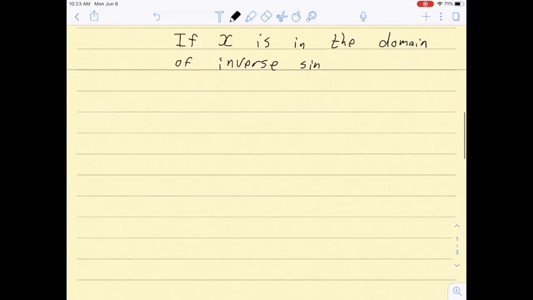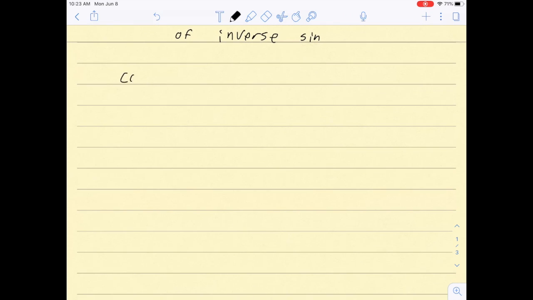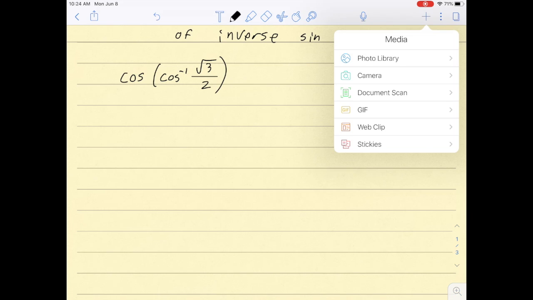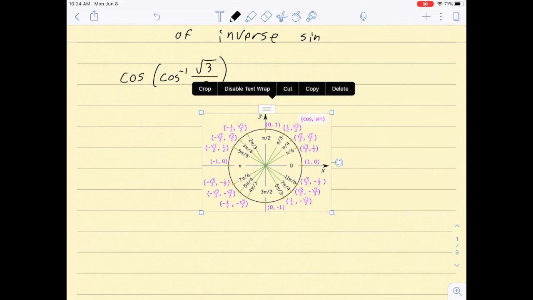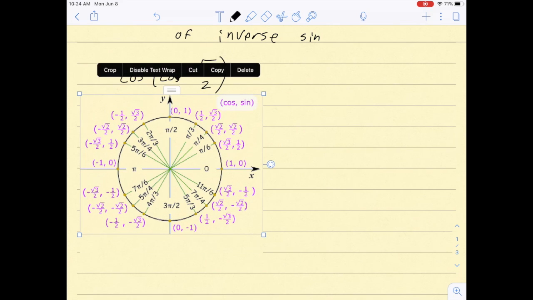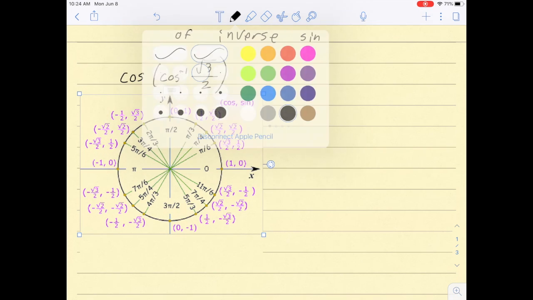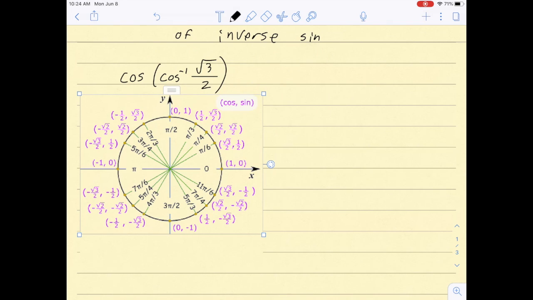Let's look at example 3, where they give you one more example of this. Cosine of the inverse cosine of root 3 over 2. So, pulling out our trig function here, we're looking for the inverse cosine. And so inverse cosine is from here, 0, to pi. So it has to be on this upper half of the circle. So when is cosine root 3 over 2? Well, right here. So that's going to be pi over 6.